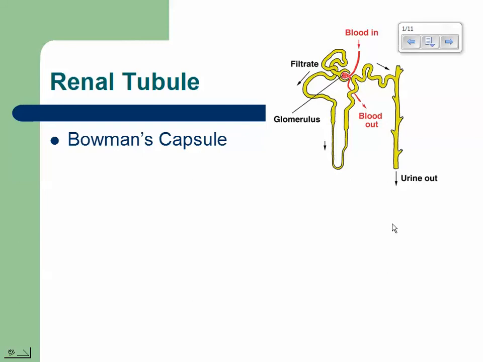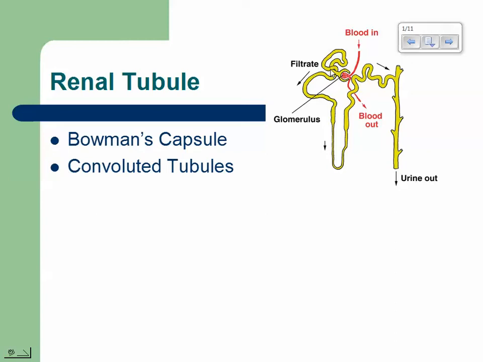So this starts with Bowman's capsule. That's this thing here that sort of looks like a fist that's hugging the glomerulus. And this is the site of the actual filtration that starts off the whole process. Once blood is forced out by that high pressure, so the plasma and things that are dissolved in it are forced out, it's collected up and caught by Bowman's capsule.